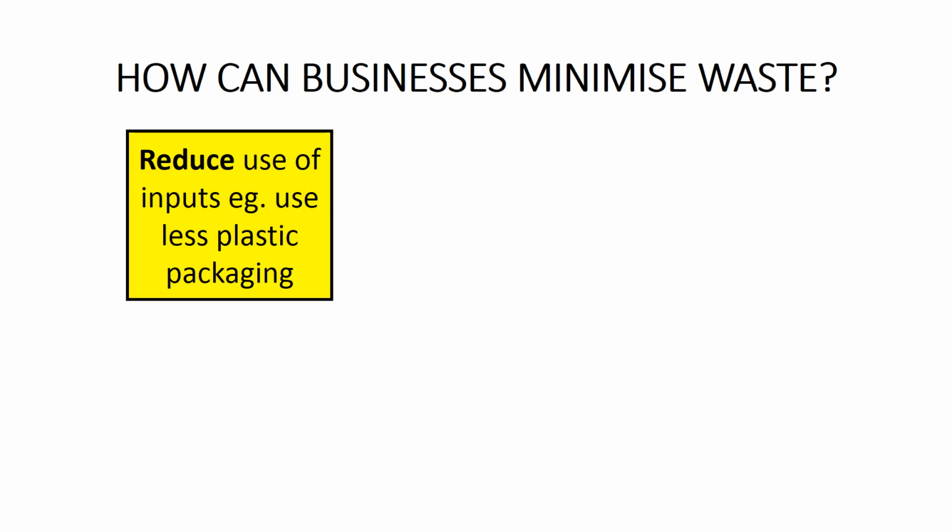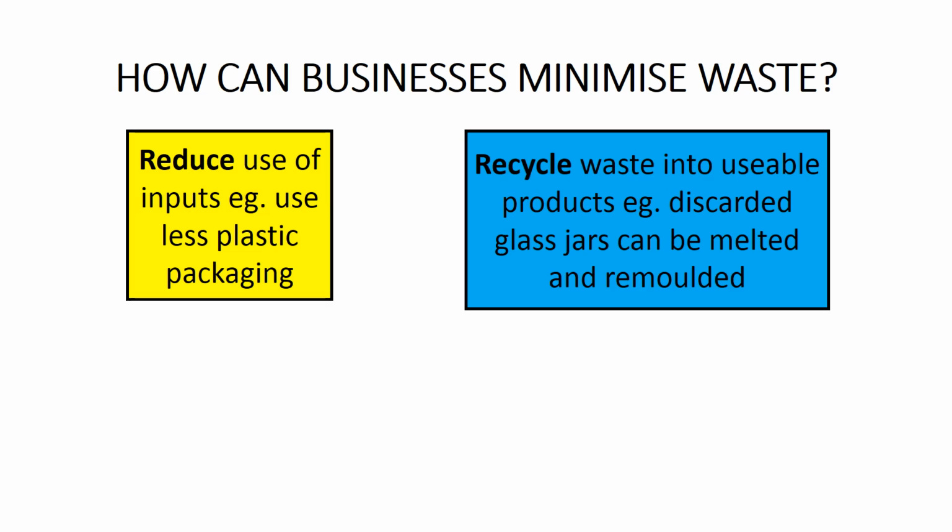The second way in which businesses can minimise waste is through recycling that waste into usable products. For example, discarded glass jars can be melted and remoulded. Again, we saw an example of recycling at the Toyota motor manufacturing plant in Kentucky. You might recall that metal trimmed from the parts during stamping was collected on a conveyor belt and recycled for use in making other products.